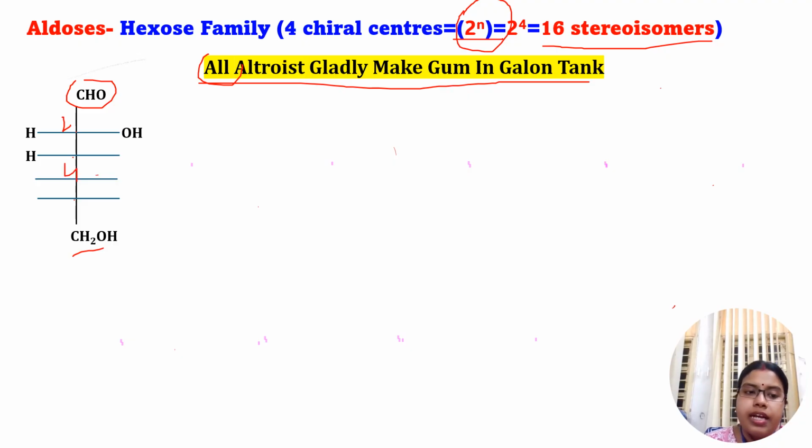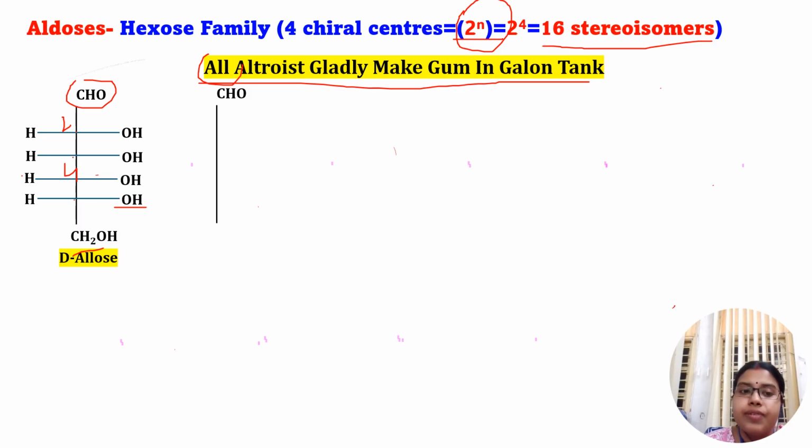For C4, H in the left hand side and OH in the right hand side. And the penultimate carbon, so it is the D-allose structure. So for this case, the OH in the right hand side. This is the structure of the D-allose. Next, from the altruist, we will get the second member of the aldohexose family.